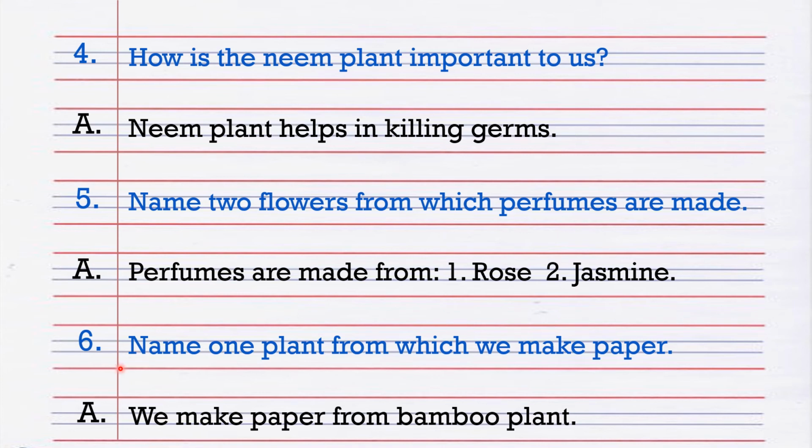क्वेश्चन नंबर 6. नेम 1 प्लांट फ्रॉम विच वी मेक पेपर. कोई ऐसा प्लांट बताएं जिससे वी कैन मेक पेपर. सो द आंसर इज, वी मेक पेपर फ्रॉम बैम्बू प्लांट. बैम्बू प्लांट जो होता है उसको यूज़ करके हम पेपर प्रोड्यूस करते हैं एंड the paper is something that we write on.